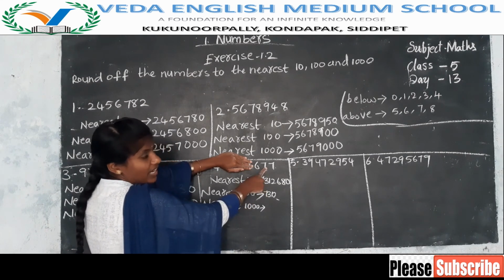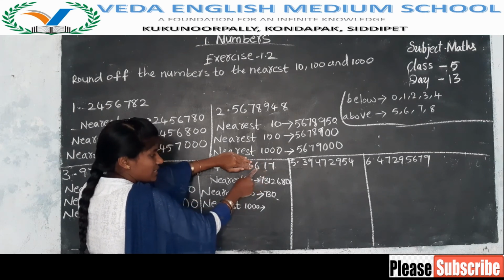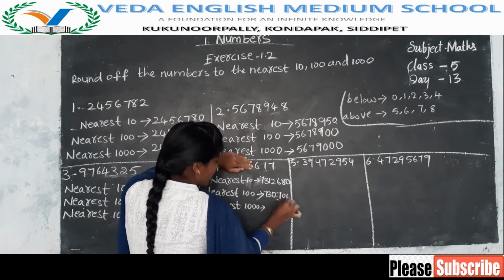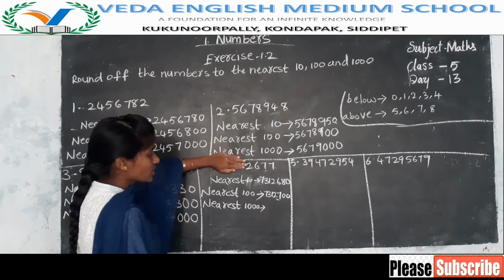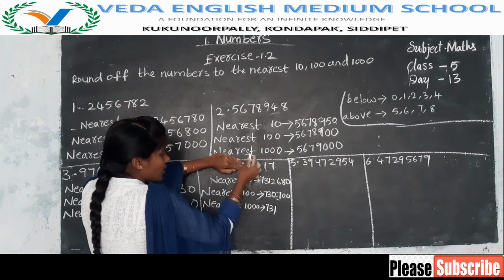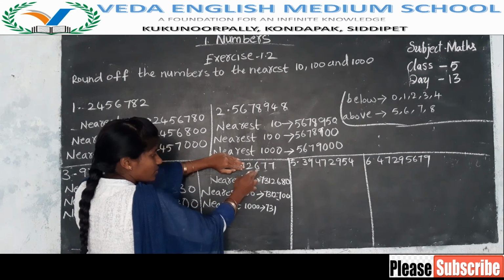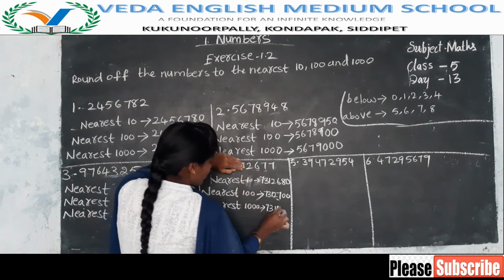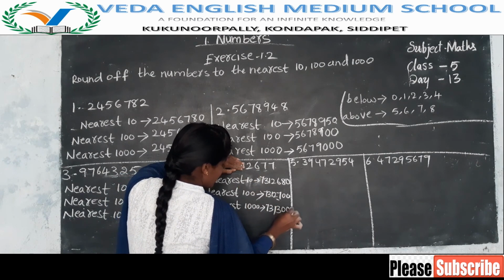Above 5 number, so we have to increase the next number. Next number is 6. If we increase 6 by 1 time we get 7, so 700. Nearest thousands, so we have to check up to thousands. So 731 you have to write as it is. Then you have to check the hundreds place. In hundreds place there is 6. 6 is above number. So you have to increase the next number. 2 increases, 3 comes, so 3000.